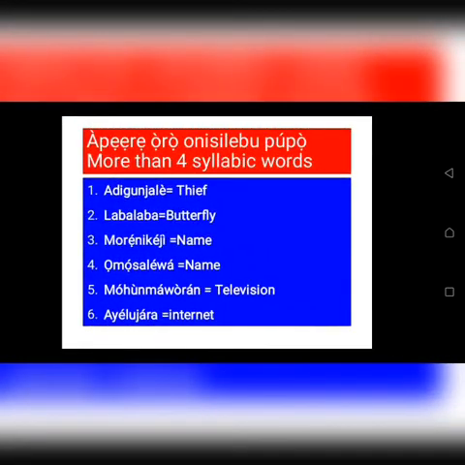And next, we have some words that have more than 4 syllables. For example, adigunjale. How many syllables is that? That's 5. Labalaba, oh, that should be 4. Anyways, labalaba, butterfly. Morenikeji, that's 5. Omoshalewa, another 5. Omoshalewa is the name of a person anyways. Mohunmaworan. Many of you will be surprised. Television in Yoruba we call it mohunmaworan, 5 syllables. Ayelujara, another 5. Ayelujara means internet.